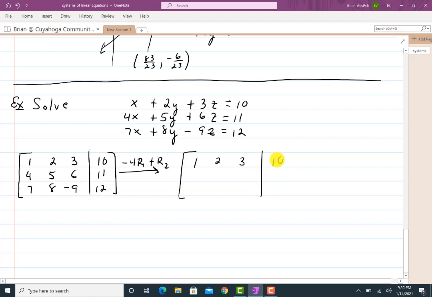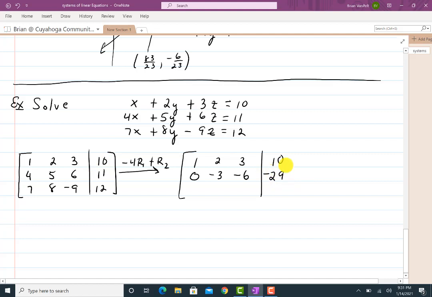And then let's see what happens to row 2. As I mentioned, negative 4 times 1 is negative 4. Added to 4 is 0. Then we have negative 4 times 2 is negative 8. Added to 5 is negative 3. And then I have negative 4 times 3 is negative 12, plus 6 is negative 6. And don't forget the other side either. Negative 4 times 10 is negative 40, plus 11 is negative 29.